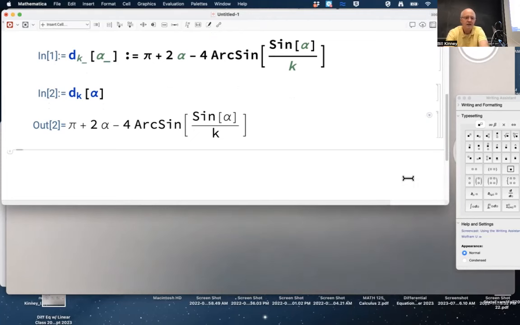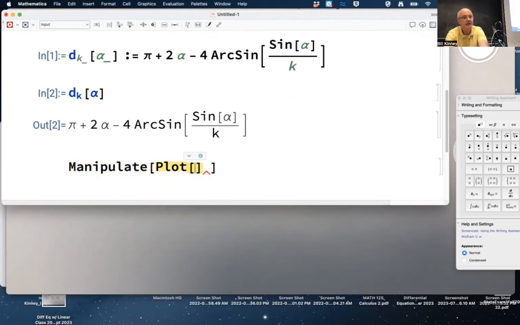What does the graph of this look like for different values of K? I can make a plot and put it inside something called Manipulate, which you had on your project, to make a slider-enabled animation of this as K varies. What should alpha vary over? Alpha is the angle of incidence.